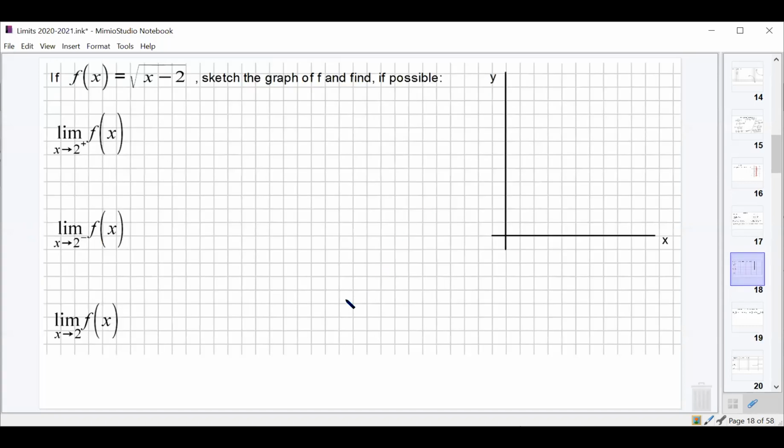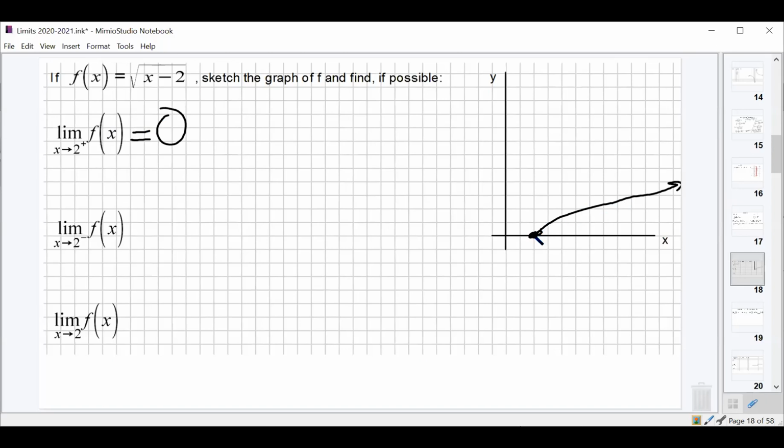As long as we've got an open interval to the left, we can have a left-hand limit. As long as we've got an open interval to the right, we can have a right-hand limit. So we're going to take a look at the graph of the square root of x minus 2 and see if we can figure out these limits. I know the graph's not perfect, but it generally looks like that. If I'm talking about a right-hand limit, which is the first one here, the limit as x approaches 2 from the right of f of x, what should that equal? What y value am I getting close to? 0. Exactly. As I approach x equals 2 from the right, I'm getting very close to a y value of 0.